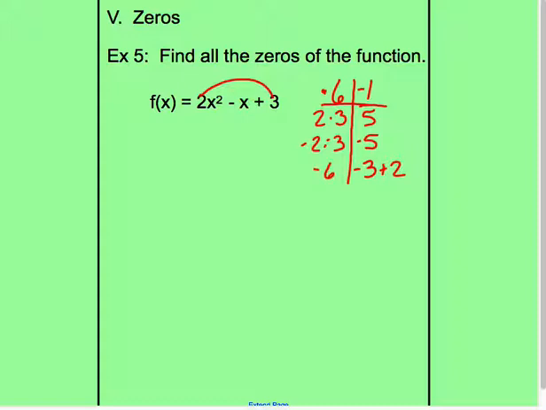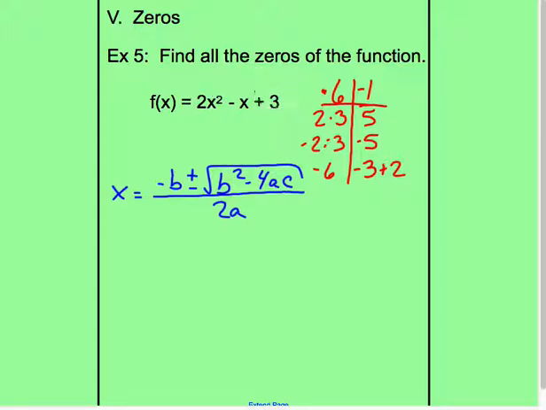This one doesn't factor. So when we have a quadratic function that doesn't factor and we need to find the zeros, we use the quadratic formula. So I will write the quadratic formula down for you again for those that don't have it memorized or don't know the song. I'm not recording that on video. So -b plus or minus the square root of b squared minus 4ac all over 2a.